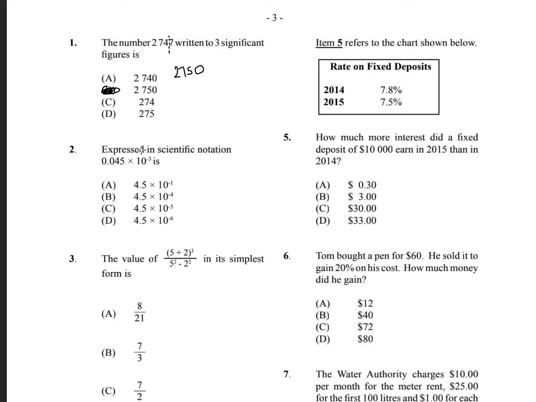Number 2 says, expressed in scientific notation, 0.045 times 10 raised to negative 3 is what? Now the way you go about solving this is that you take the decimal point and you go 1, 2. Now we all know that when you're moving the decimal point to the right, it increases the negative number, right? So that means your answer will be 4.5 times 10 to minus 5, because you went 2 decimal places to the right, so it adds to the minus 3 that is already there. So this is your answer. Your answer here is C.